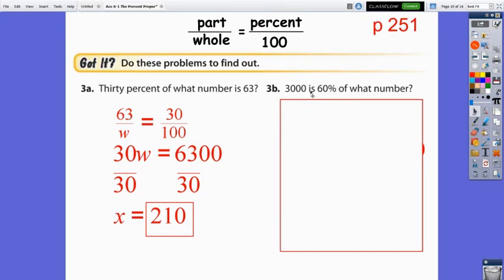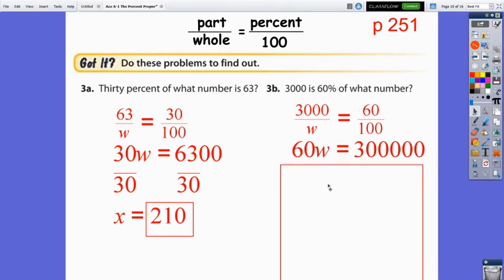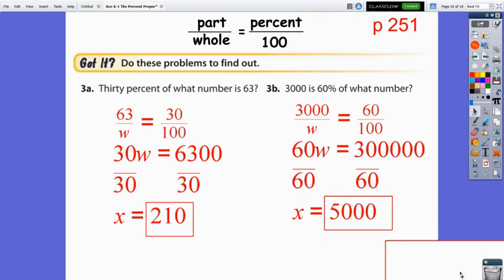Letter B, 3,000 is 60% of what number? 3,000 out of what is 60 out of 100? Cross multiply. 3 with 5 zeros, 3 here and 2 here. Divide by 60. And the whole here is 5,000. Makes sense? 3,000 out of 5,000 is 60 out of 100. That's 3/5, 60%, which we will talk about more later.